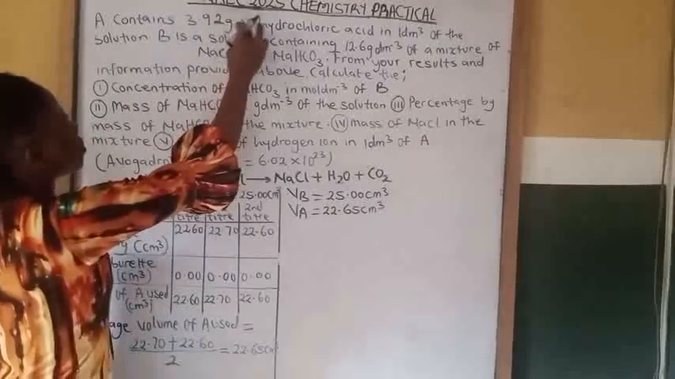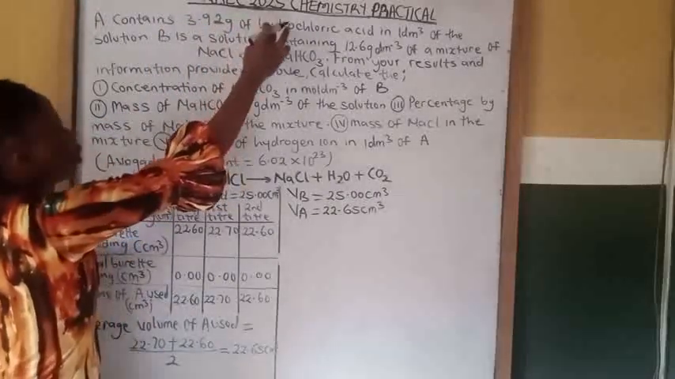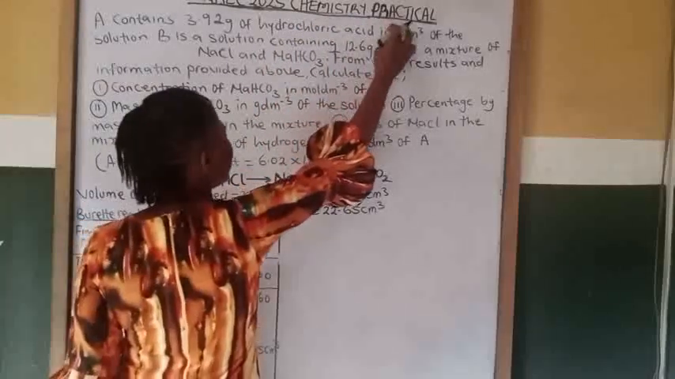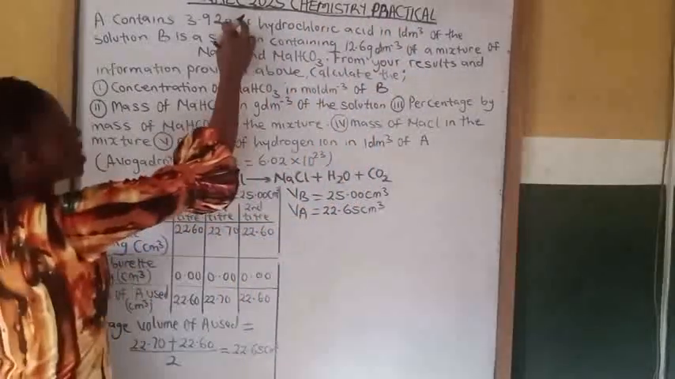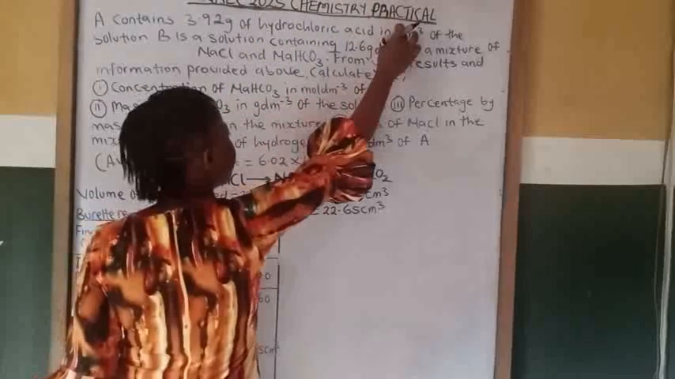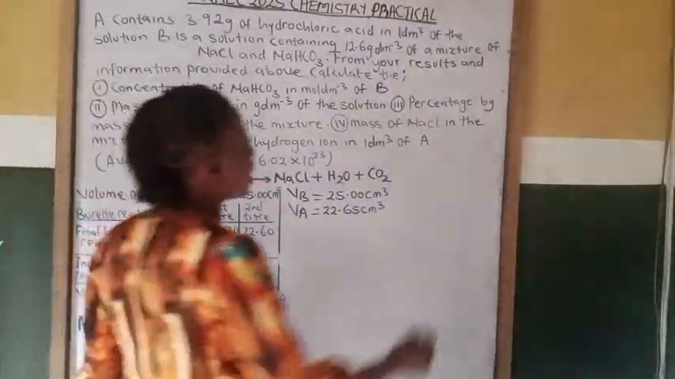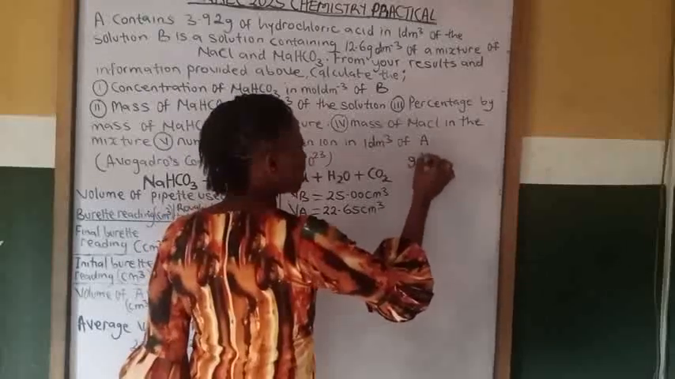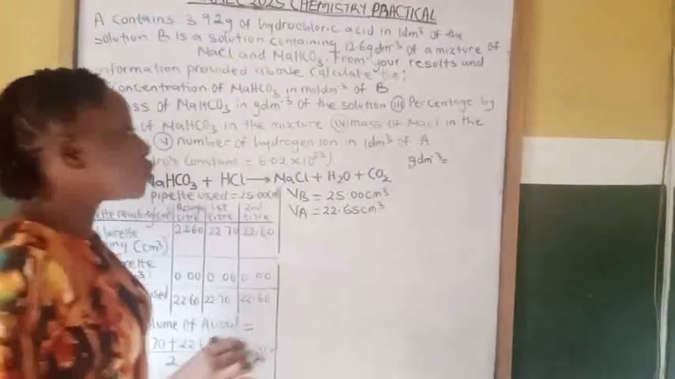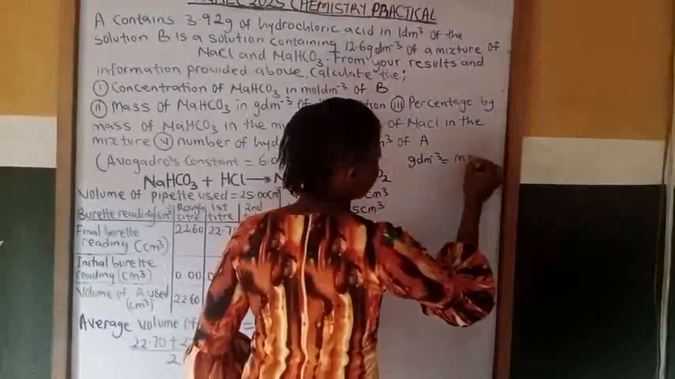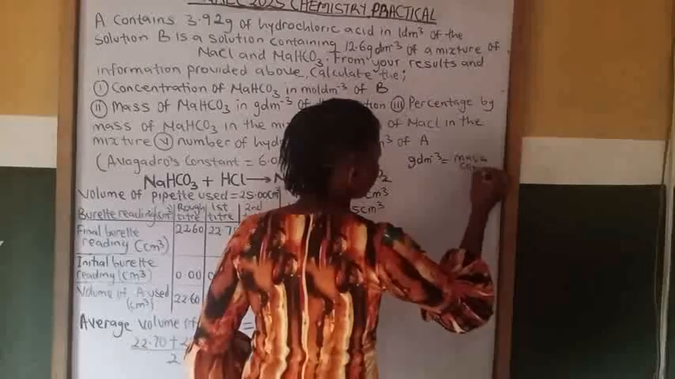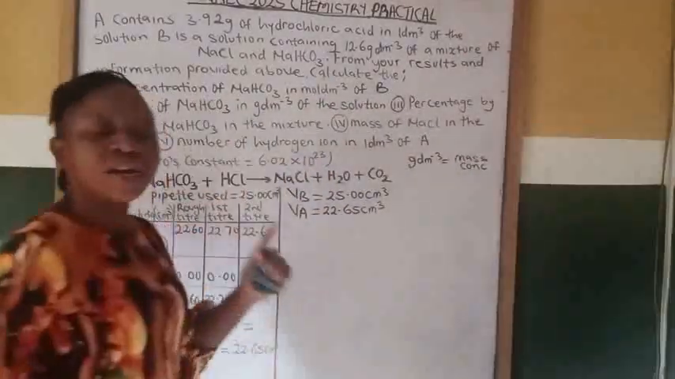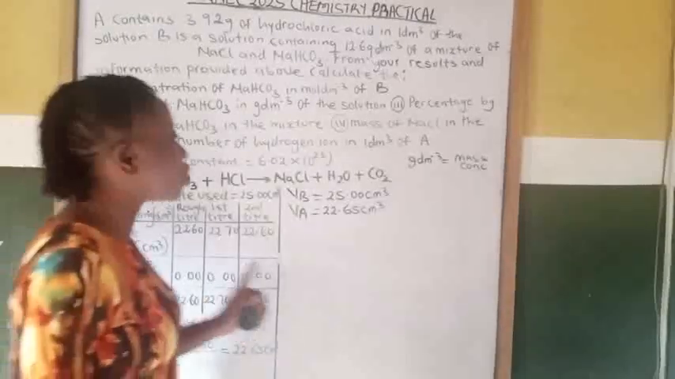A contains 3.92 gram of hydrochloric acid in 1 dm cube. So it shows that it is gram per dm cube. Then I explained in my last video that anything in gram per dm cube is your mass concentration. So a value in gram per dm cube will be your mass concentration.